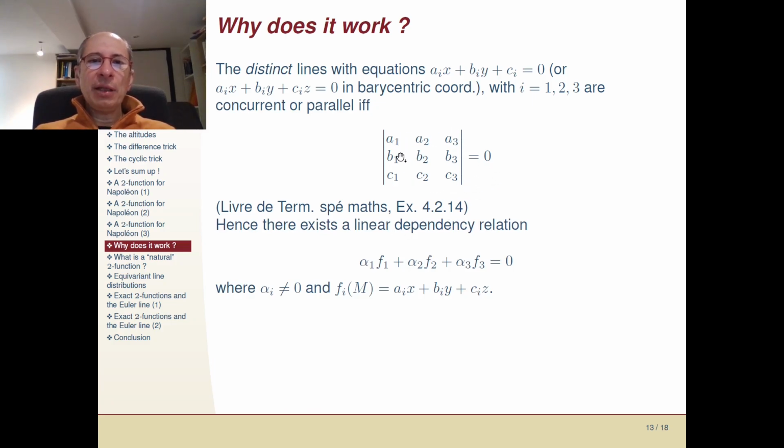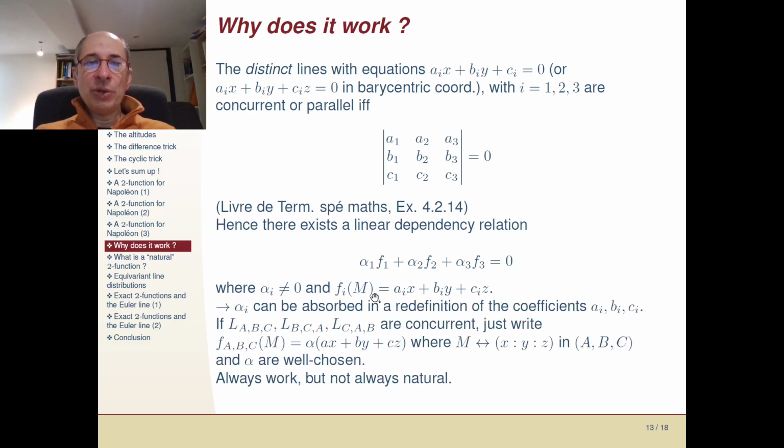But now, what does it mean? Well, it means that these 3 vectors in R3 are linearly dependent, and since they do not vanish, because this is a line equation, so all these coefficients are not vanishing, and also we have assumed that these lines are not the same, they are different lines. Then there exists a linear dependency relation with non-vanishing coefficients, and these functions here are just the left-hand side of the equations of the lines. We can call them fi, so f1, f2, f3, and we have a linear dependency relation between these functions. But now we can redefine these functions by absorbing the coefficient alpha i.